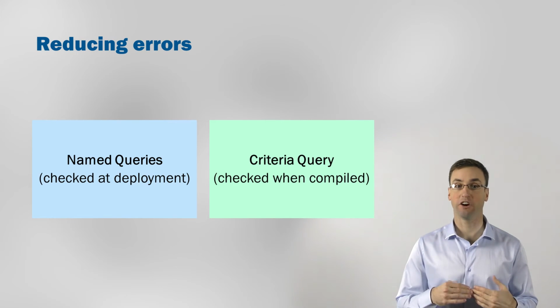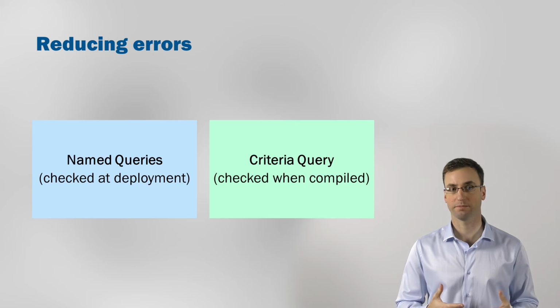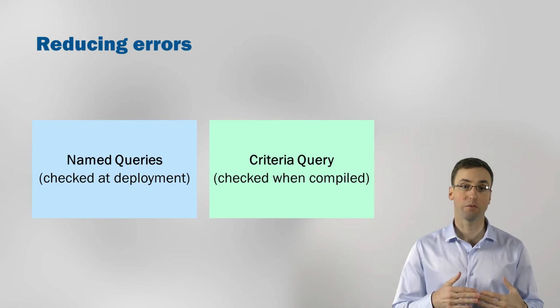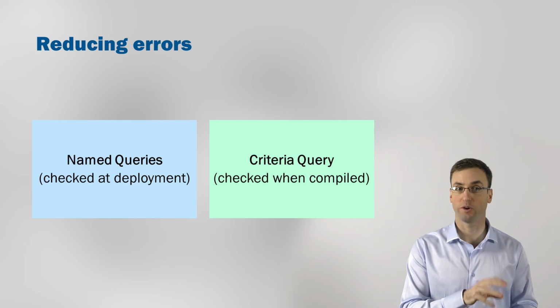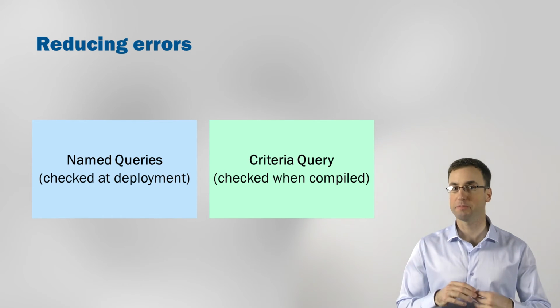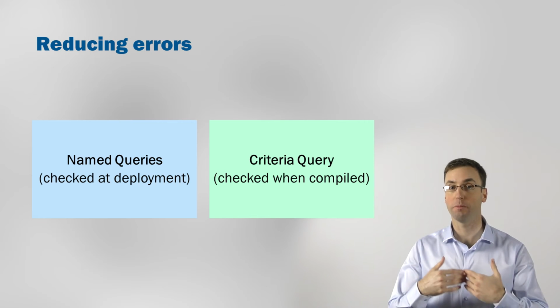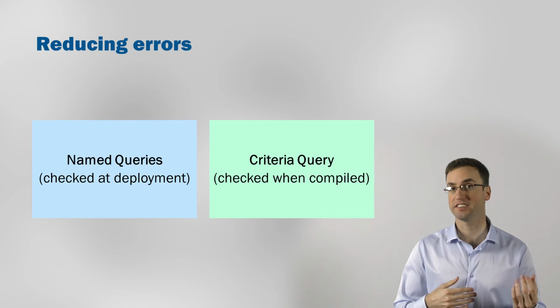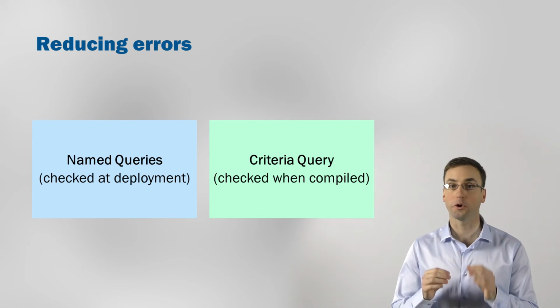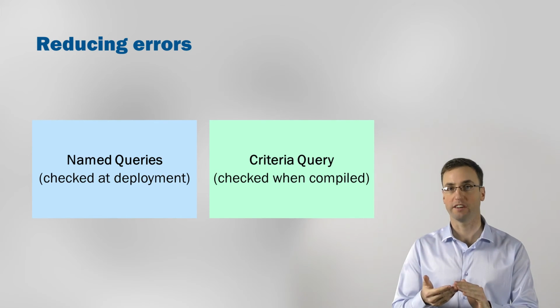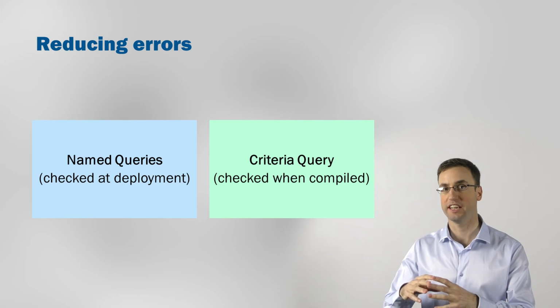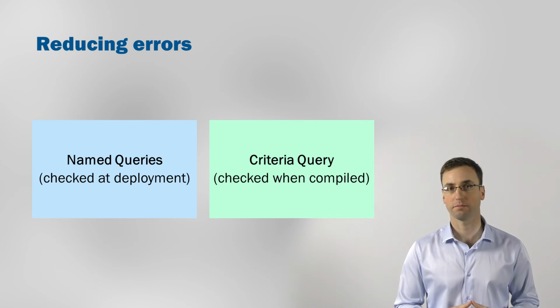Fortunately, JPA offers two solutions to help with this. The first is that when you deploy your application, JPA will actually check the strings in your named query annotations. This means that any errors will be identified the moment you deploy it, during testing or during production. So if you're writing JPQL, it is far more reliable to use named queries than it is to declare the queries in strings inside method bodies.